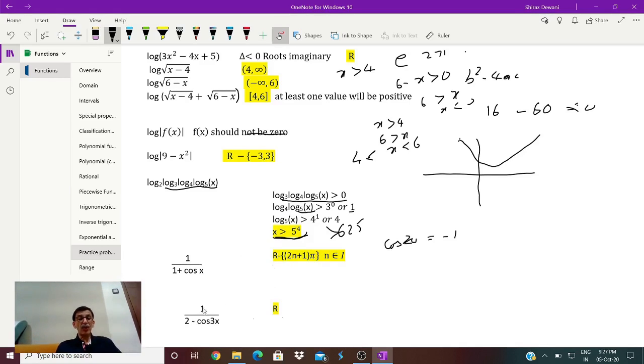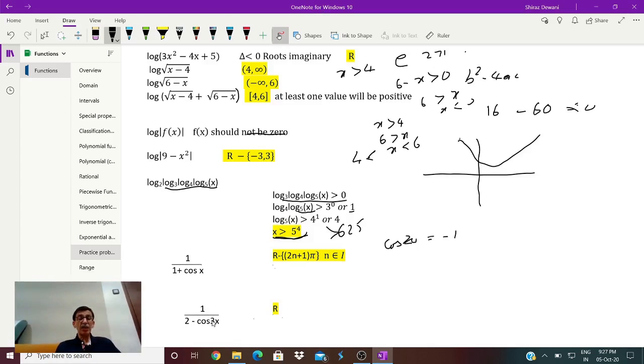Suppose you have 1 upon 2 minus cos 3x. Now if it was 3 cos 2x, then this would become -3 to +3. But if it is within the cos sign, that means cos of 3x, then it does not matter whether you have 3 or 5 or 100 or 1000, the value of cos 3x will also vary between -1 to +1. But if it was 3 cos x, then it would be -3 to +3, and if it was 5 cos x, then it would be -5 to +5. But if it is cos 3x, then it will still remain as -1 to +1.